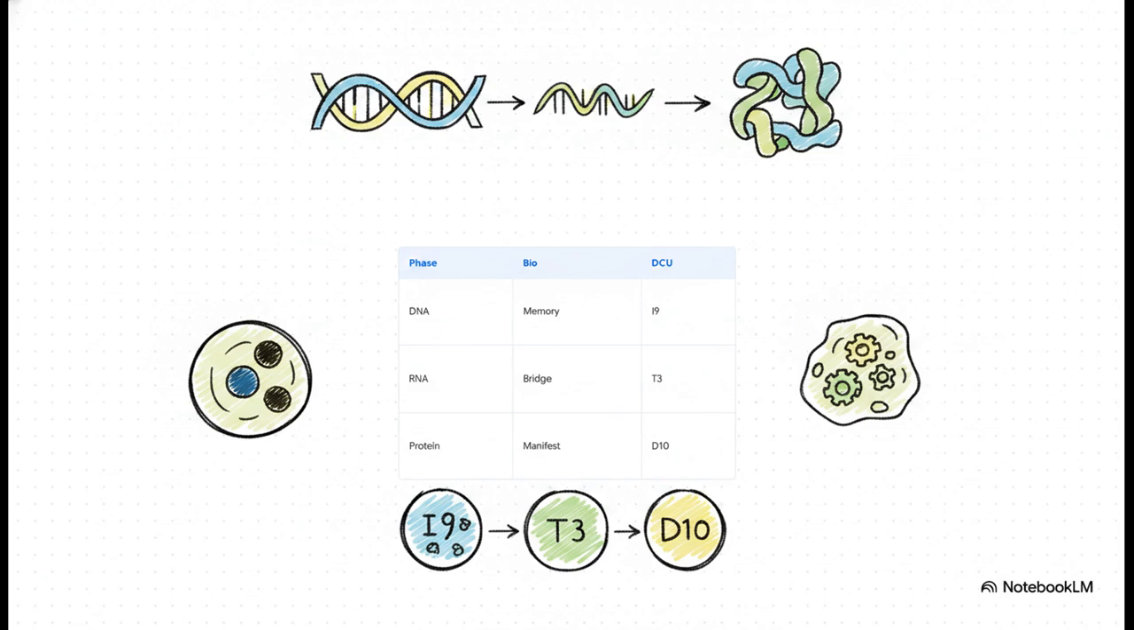But it needs a buffer to actually translate into reality. That's RNA, which uses a 3-letter codon triplet as an expansion bridge, perfectly mapping to the 3 in our topology. And finally, this translates into the D10 manifest protein, the physical structure doing the actual work in your cell. DNA to RNA to protein is literally executing an I9 to T3 to D10 flow.